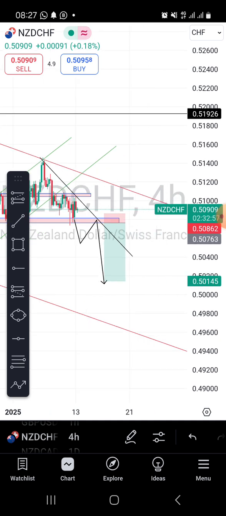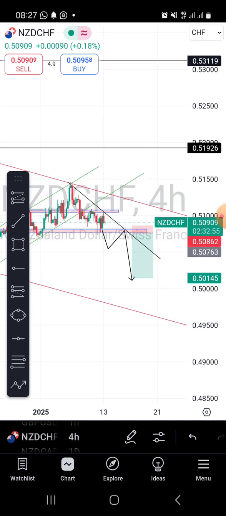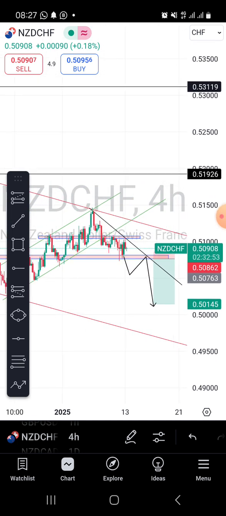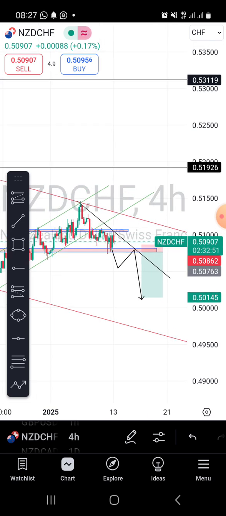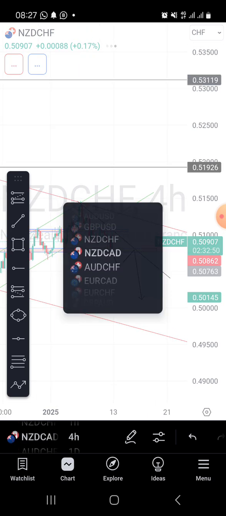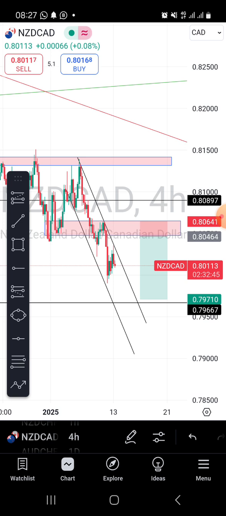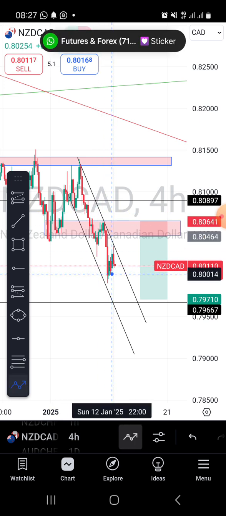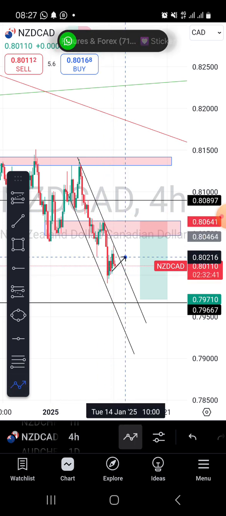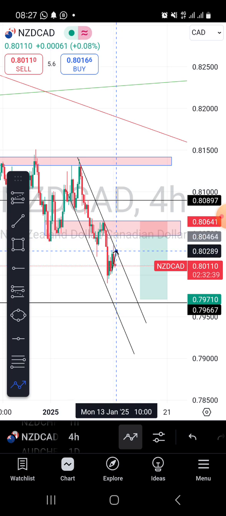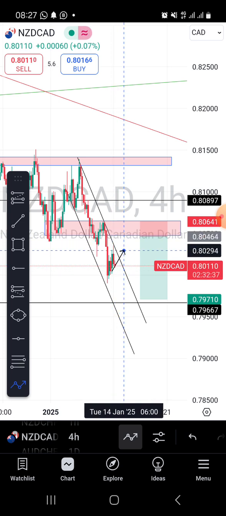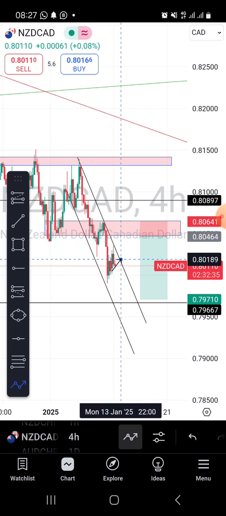So I want to quickly run us through our setup in like 1 minute. Here is what we have for NZD CHF, then NZD CAD. Either a touch. Yeah, in fact it's already moving. If I can risk it, this should be my trade for this morning.